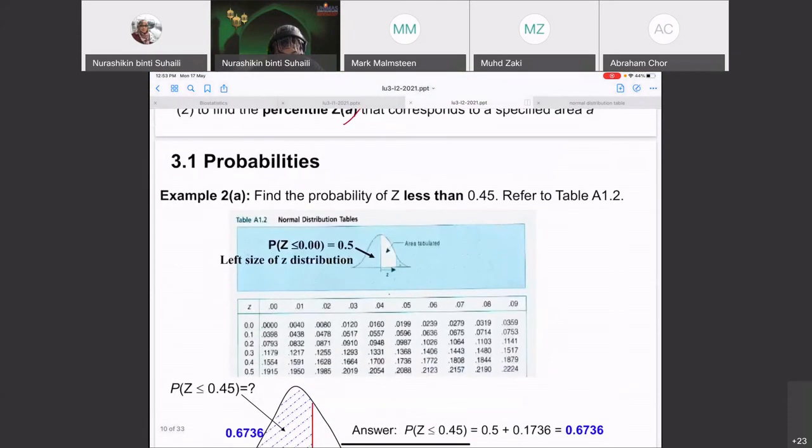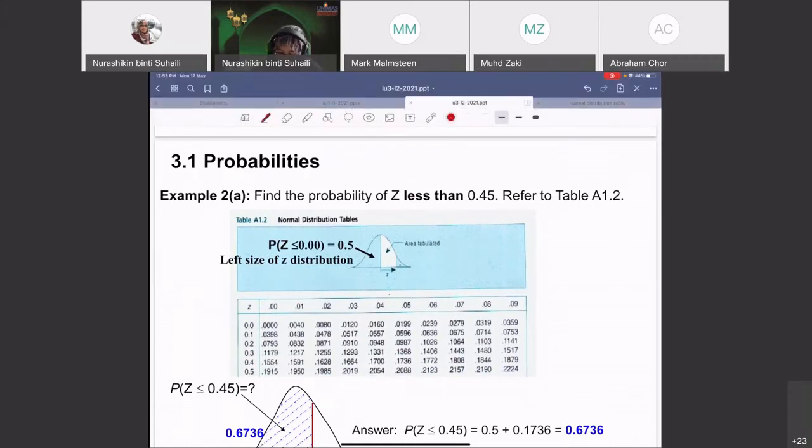Right. So let's say find the probability of Z less than 0.45. So what does it mean? I would suggest you sketch the thing so that you can see what you are looking for. So let's say the Z is 0.45, you want to find the probability. When you say the probability, it's actually the area, remember? Okay, so the area of Z less than 0.45 is actually here, from Z equal 0 to 0.45. So this is the area that you are looking for.